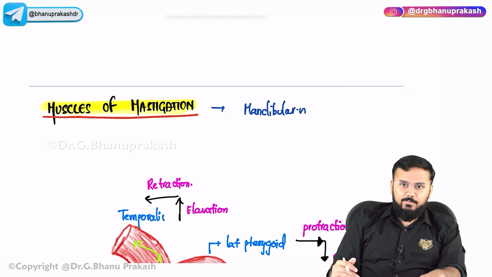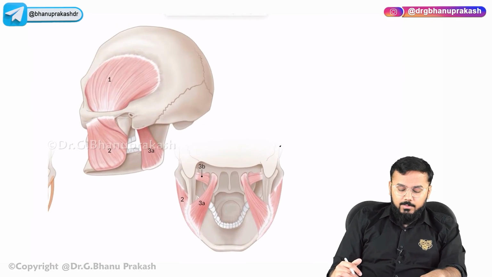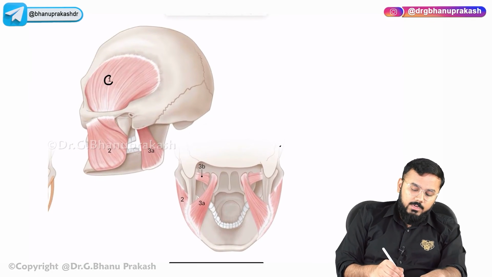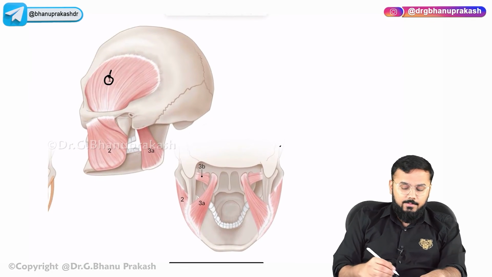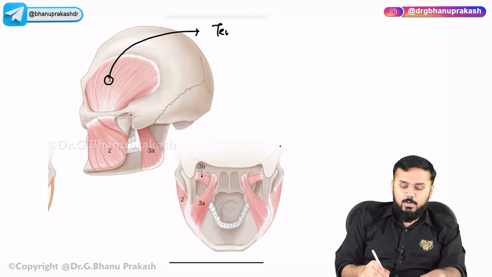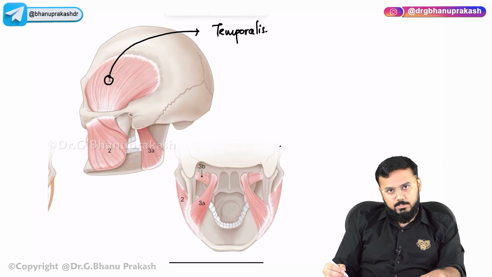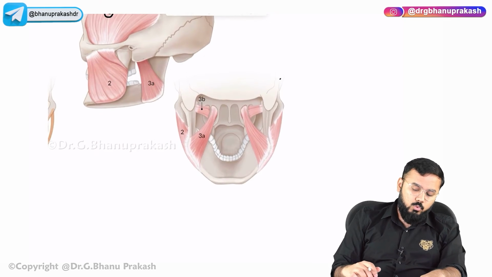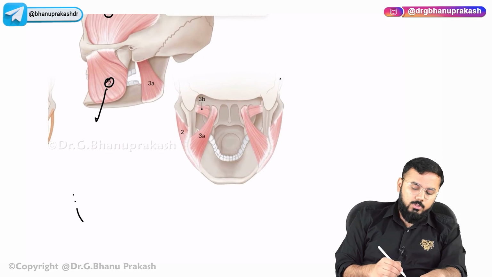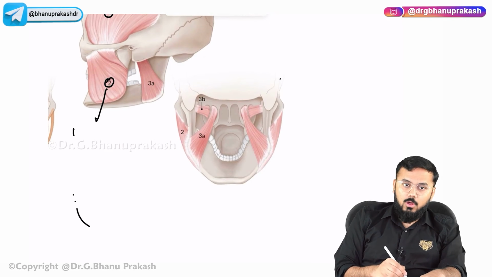Now we have to identify the muscles. How will you identify the muscles? What is muscle number 1 here, which is present in the temporal region? Muscle number 1, present in the temporal region, is your temporalis muscle. Muscle number 2, present here near the angle of the jaw, is your masseter muscle.